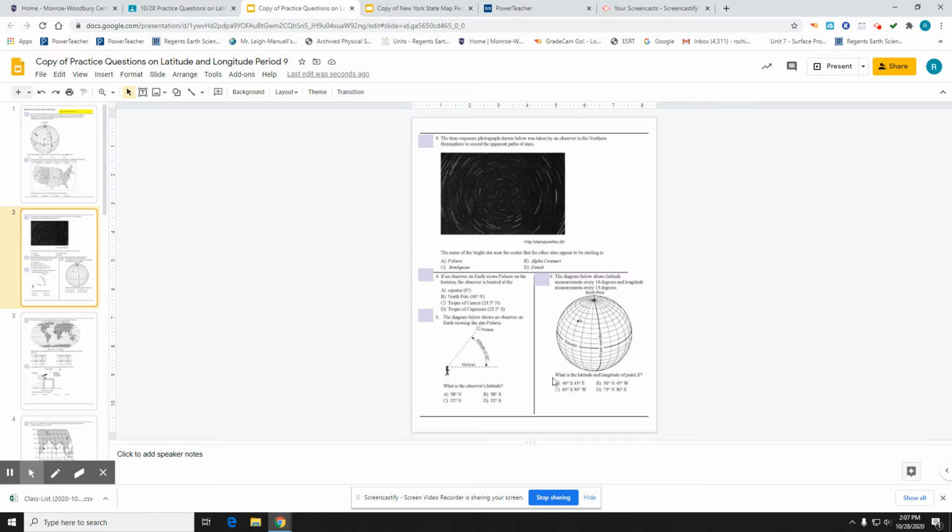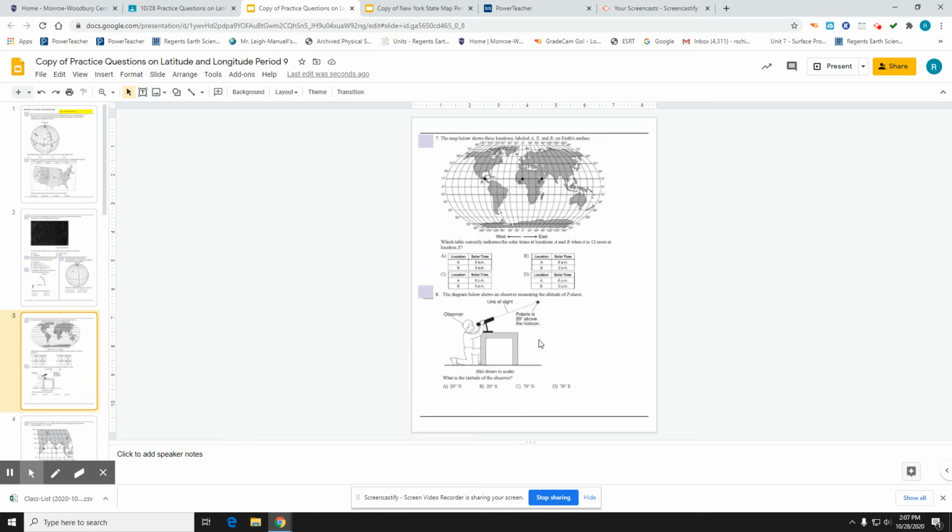Number 6, what is the latitude and longitude of point X? They give some clues that measurements are 10 degrees by latitude and 15 by longitude. So if they're 10 degrees by latitude, it'd be 0, 10, 20, 30, 40, 50. 50 degrees north, and longitude would be 0, 15, 30, 45 degrees west. So our answer is letter B.